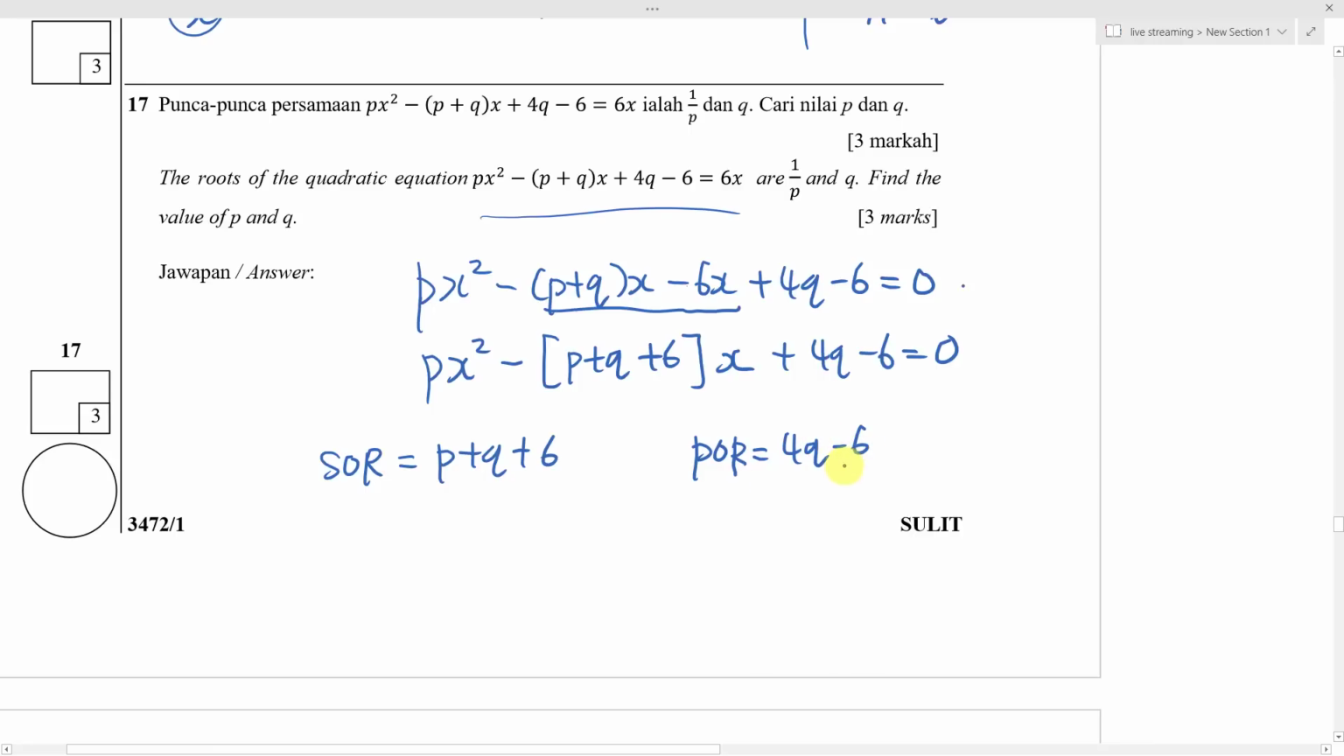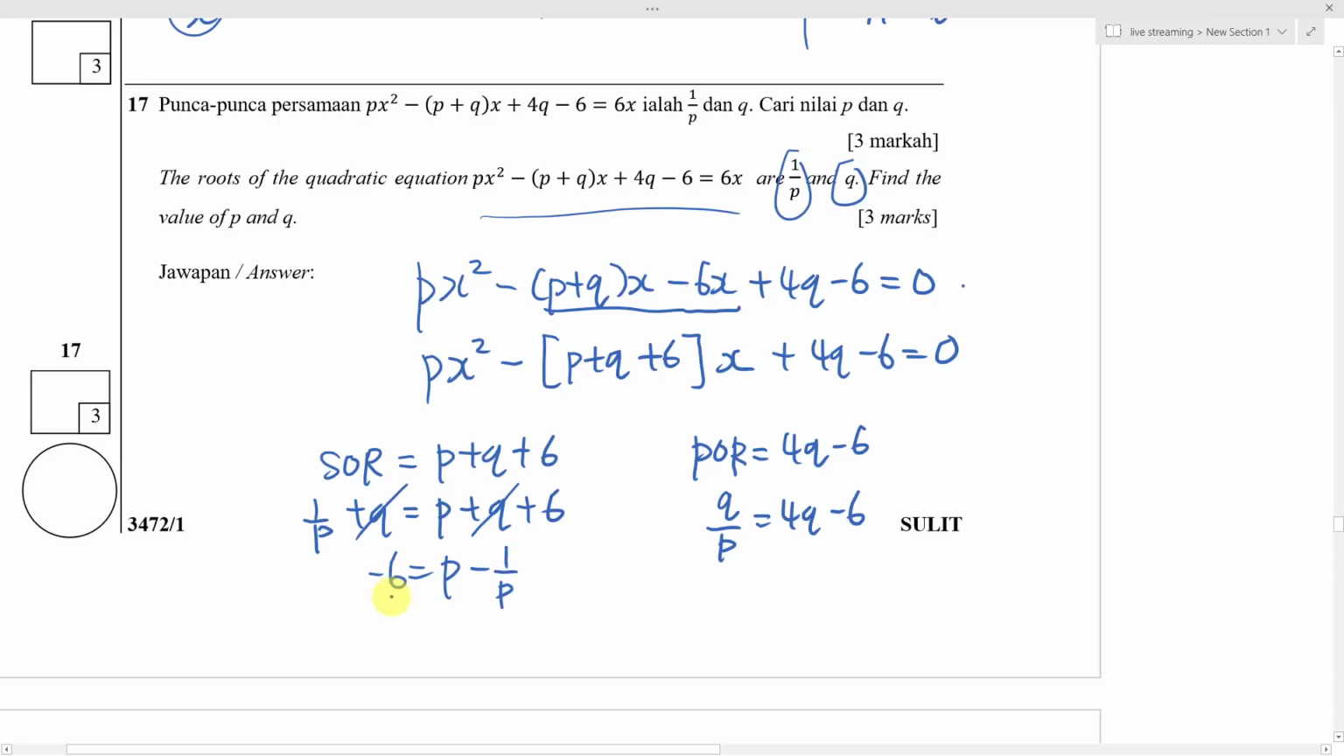Alright, then I start from product of roots first because it seems easier. My roots are 1 over p and q, isn't it? So 1 over p multiplied by q is q over p. So q over p equals 4q minus 6. Alright, it's not so friendly. Okay, we do the sum here maybe. So this is 1 over p plus q equals p plus q. This one looks a bit nicer. I minus q from both sides, and then move the 6. P minus 1 over p equals negative 6.